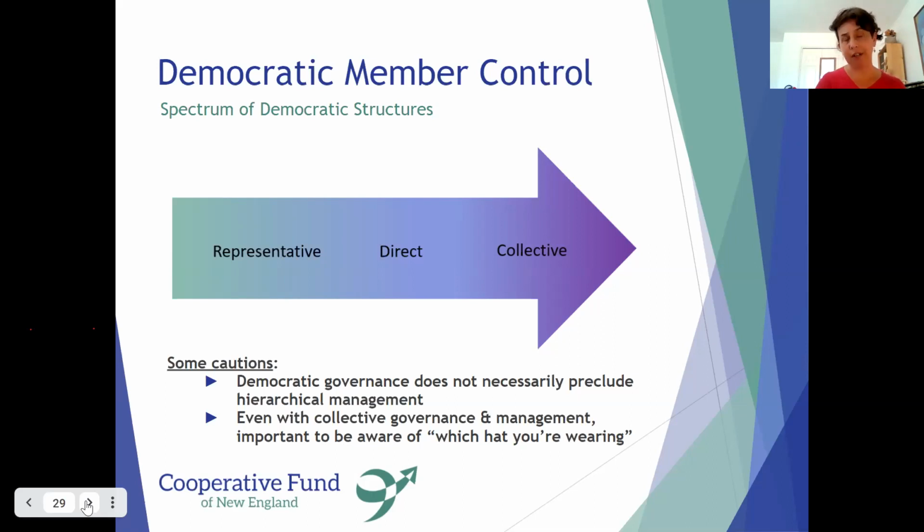And also on the other end of the spectrum, even if you have fully collective governance and management where everybody's involved in every decision, it's still important to know what decision you're making and which hat you have on. So am I wearing my worker hat or my owner hat, for instance, because your personal interest as a worker in terms of how much you get paid or what shifts you get might be really different than your interest as an owner of how do I make sure that this business asset that we share, that ensures all of our jobs, is sustainable.